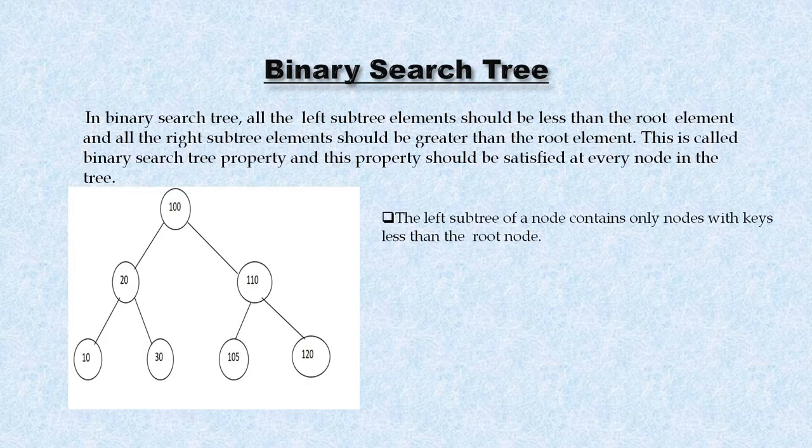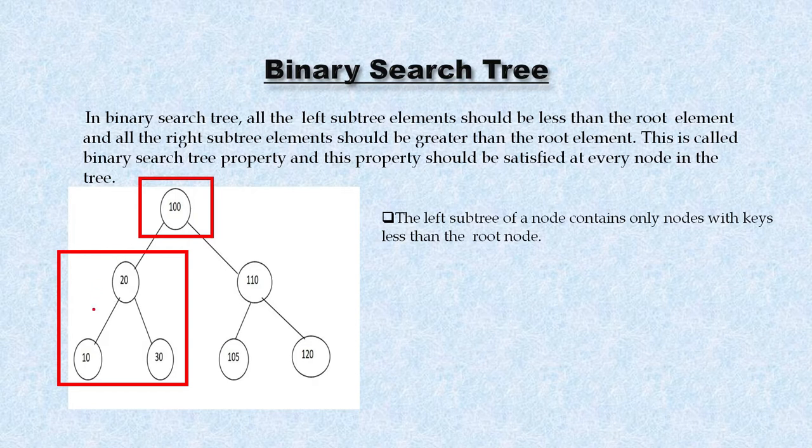The first point you have to keep in mind: the left subtree of a node contains only nodes with keys less than the root node. Here you can see this is the root node and this is the left subtree. In the left subtree, every node value is less than the root node.